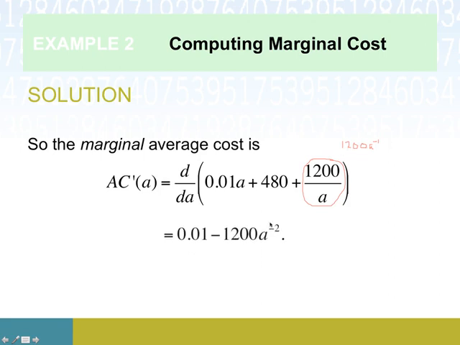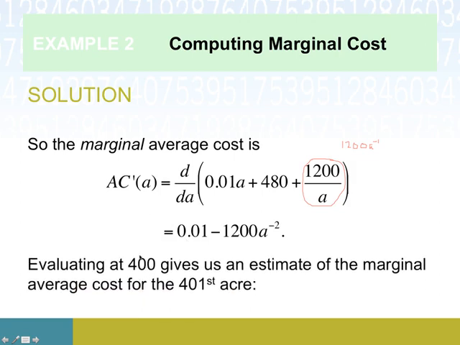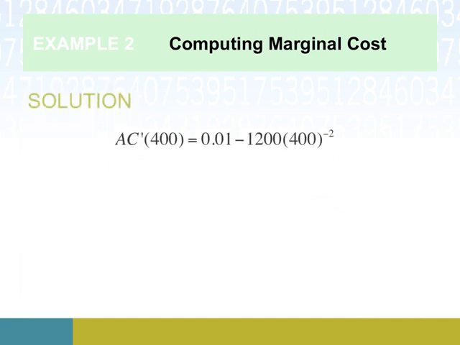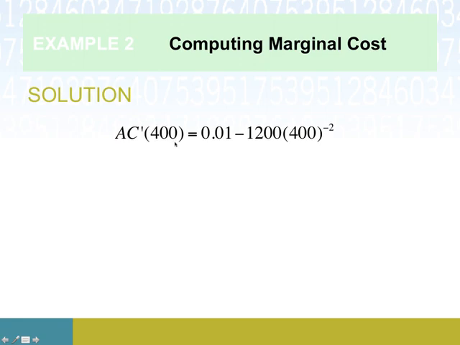So the negative would come down, so that would change the sign over here, and then our exponent would be reduced, so we'd be down to A to the -2. And of course, since 480 is a constant all by itself, it's going to go away, and then 0.01 times A would have a rate of change of just 0.01. So this is our marginal average cost function in general. If we actually dumped in 400, then we would see how much we would anticipate average cost changing for increasing by 1 acre. So here's a 400 dumped in for our acreage.